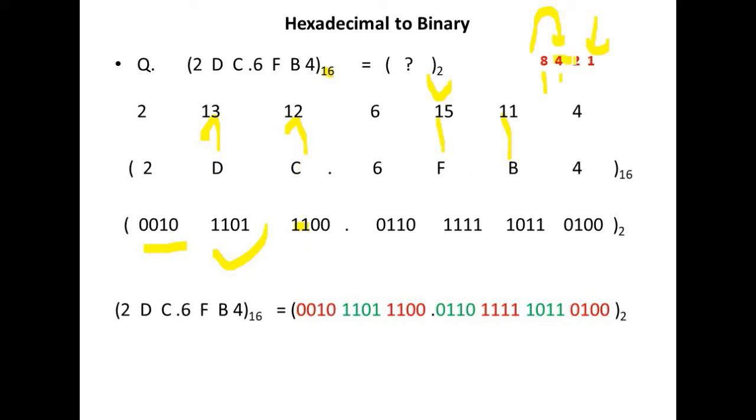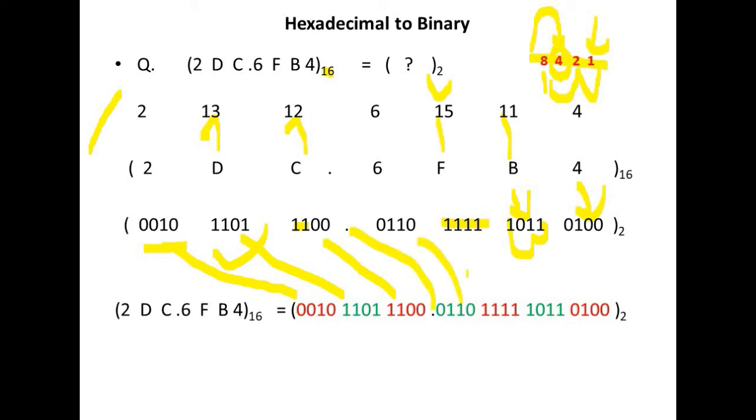6 will be given by 4 and 2, so 0110. For 15 we require all 4 digits, so all four are written here. B is 11, which is 8 plus 2 plus 1, so B is written like this. And for 4 only one digit is required. So we have got the answer 0010 1101 1100, and a point here, then 0110 1111 1011 0100.